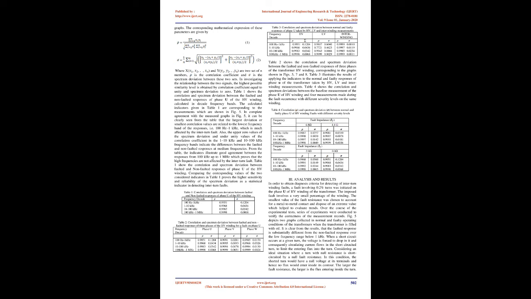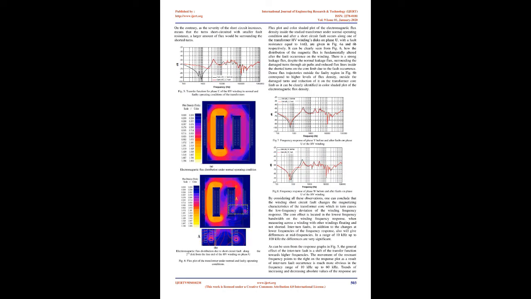In complete agreement with the measured graphs in Fig 5, it can be clearly seen from the table that the largest deviation or smallest correlation values are related to the lowest frequency band of the responses, i.e. 100 Hz to 1 kHz, which is much affected by the interturn fault.